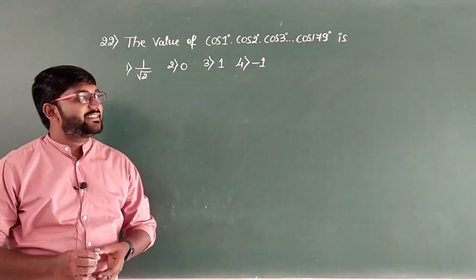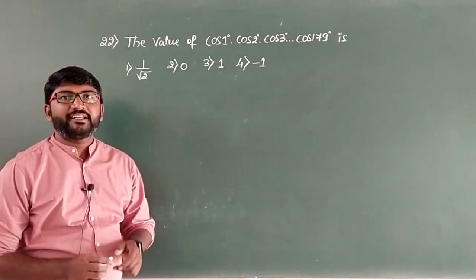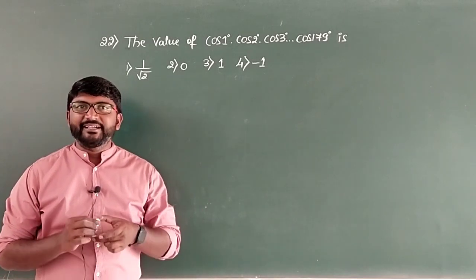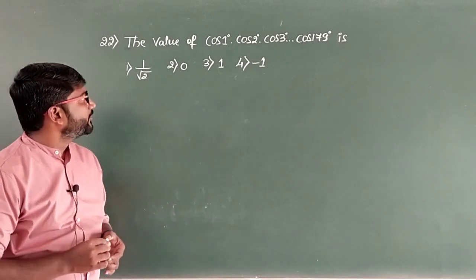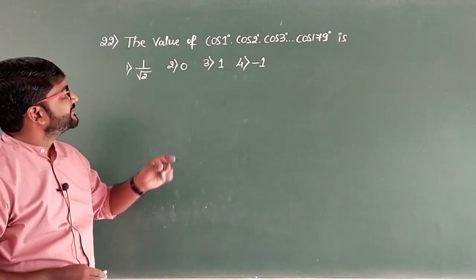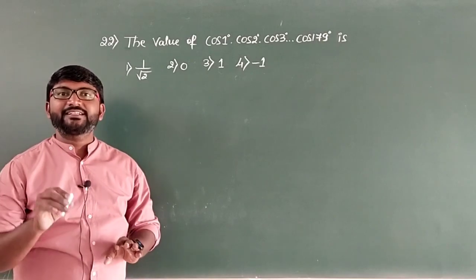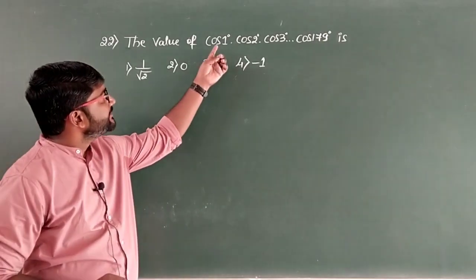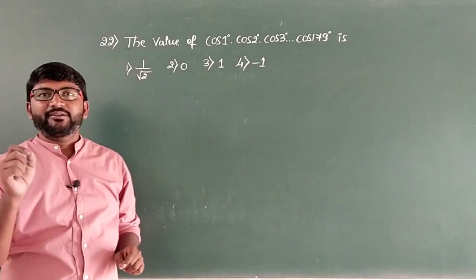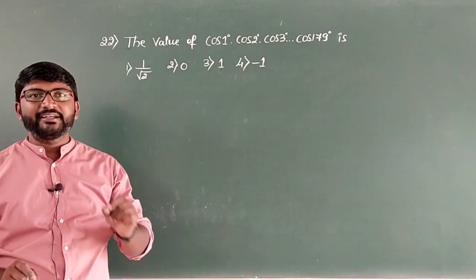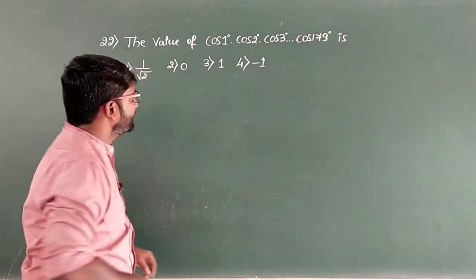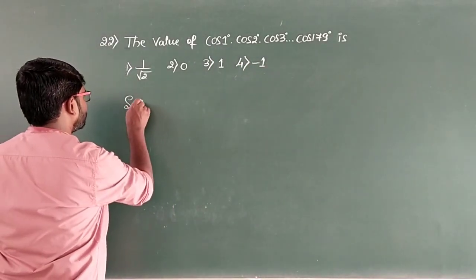Well, question number 22nd, it is the value of cos 1 degree, cos 2 degree into cos 3 degree, so on cos 179 degree is, the four options are 1 by root 2, 0, 1 and minus 1. So what is the answer now? By seeing the question itself, we can say that the answer is going to be 0. As you continue this pattern, in between we get cos 90 degree value. What is the value of cos 90? It is 0. So 0 into all the terms, it will be 0. So that's what we have to write now.